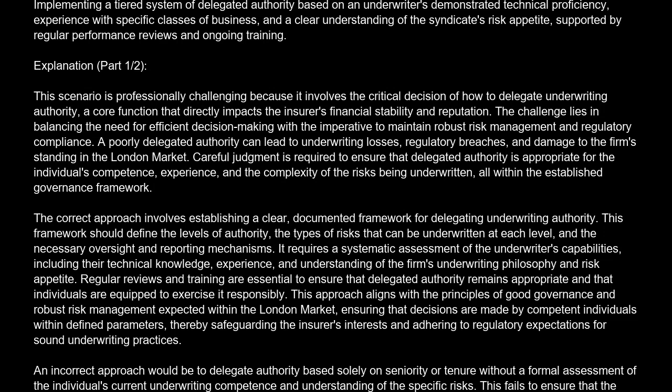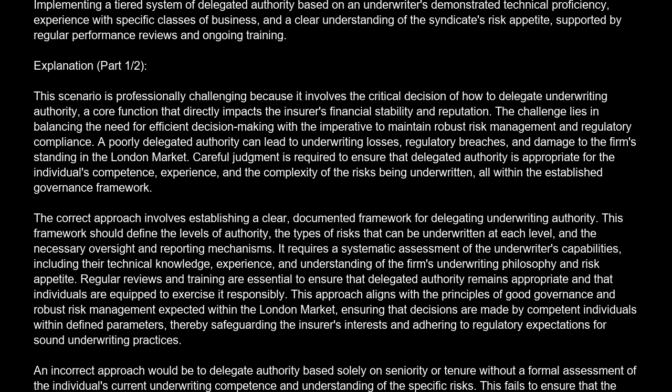The correct answer is B. Implementing a tiered system of delegated authority based on an underwriter's demonstrated technical proficiency, experience with specific classes of business, and a clear understanding of the syndicate's risk appetite, supported by regular performance reviews and ongoing training.